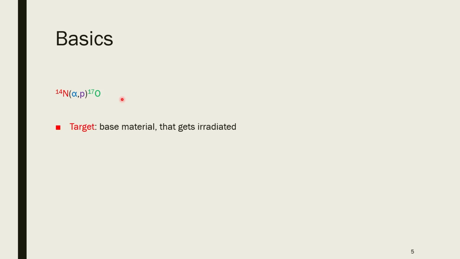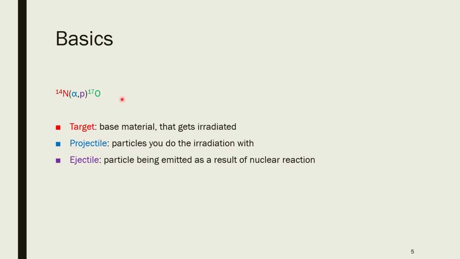So in red, we have the target. It's the base material that gets irradiated, in this case with alpha particles. Alpha particles are the projectiles. Depending on their energy, you could achieve different types of nuclear reactions. This is the incoming particle, but you also have another outgoing particle.